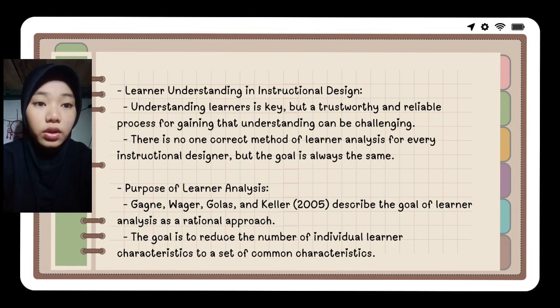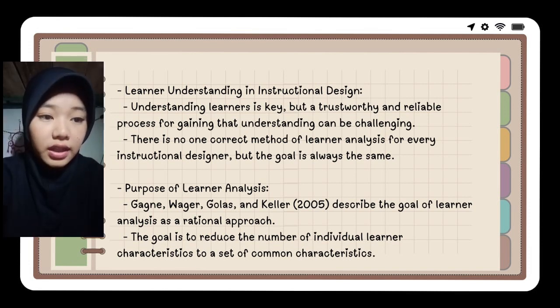Almost everyone would agree that instructional design requires some understanding of the learner, but actually gaining that understanding through a trustworthy, reliable process can be a challenge. There is no single correct method of learner analysis that every instructional designer uses. However, the goal of every type of learner analysis is the same: to understand and interpret learner characteristics in a way that helps in the design of effective instruction.